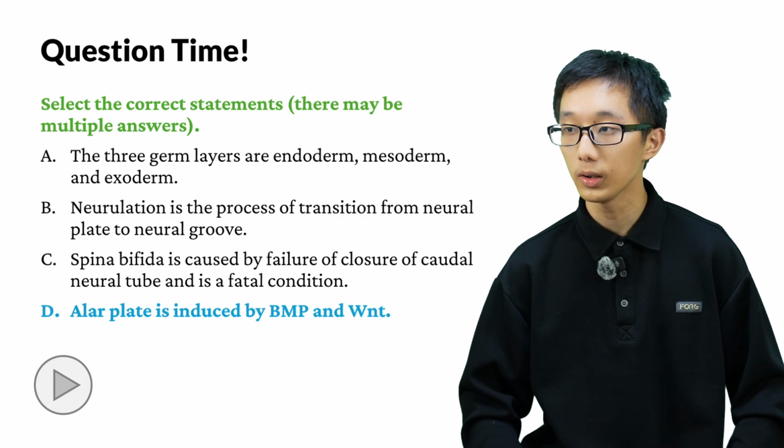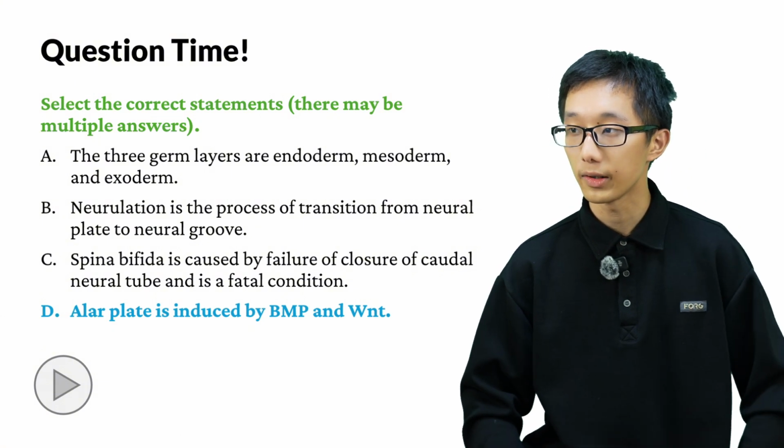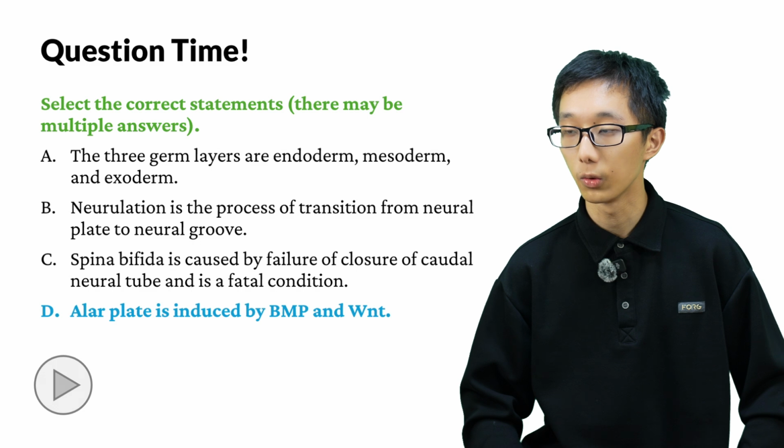In B, neurulation is the process of the closure of the neural folds to form the neural tube, which is after the formation of neural groove. C. Spina bifida is indeed caused by the failure of closure of the caudal neural tube. However, it is usually not a fatal condition. D is the correct answer. The alar plate is induced by BMP and WNT, while the basal plate is induced by sonic hedgehog, SHH.